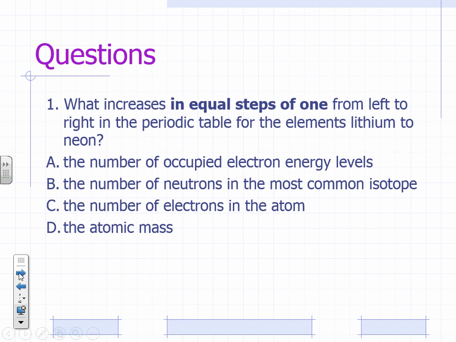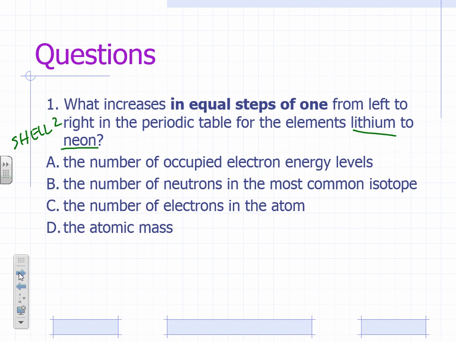Okay, so let's just recap and see if we can answer these questions. Question 1, what increases in equal steps of 1 from left to right in the periodic table for the elements lithium to neon? A, the number of occupied energy levels. Well, no. Lithium to neon are all in energy level 2, so shell number 2. So it is not an increase in the number of energy levels.